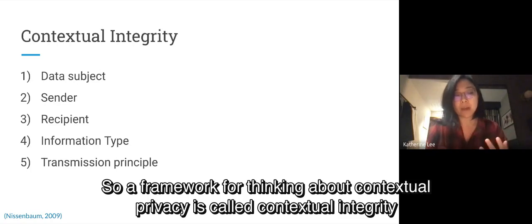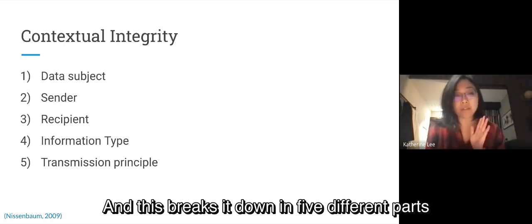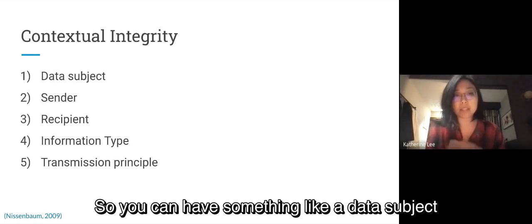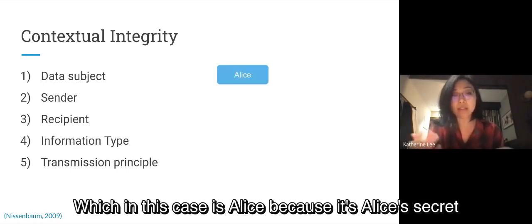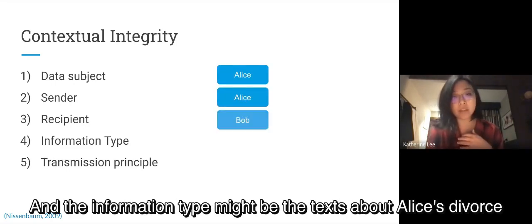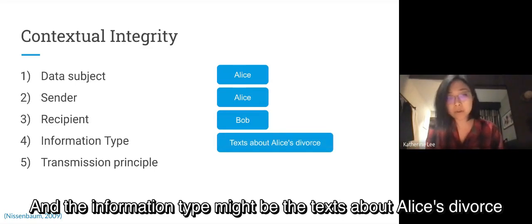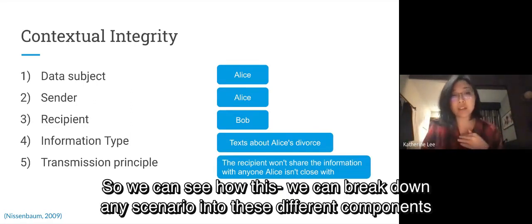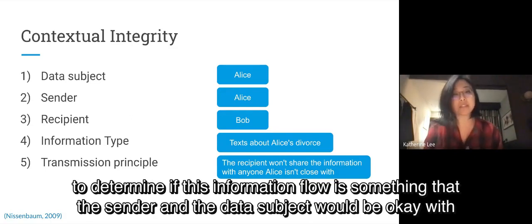A framework for thinking about contextual privacy is called contextual integrity. This breaks it down into five different parts. This is previous work by Helen Nissenbaum in 2009. So you can have a data subject, which in this case is Alice because it's Alice's secret. The sender, which is also Alice, Alice telling Bob, the recipient. The information type might be the text about Alice's divorce, and the transmission principle is that the recipient won't share the information with anyone Alice isn't close with. So we can see how we can break down any scenario into these different components to determine if this information flow is something that the sender and the data subject would be okay with.